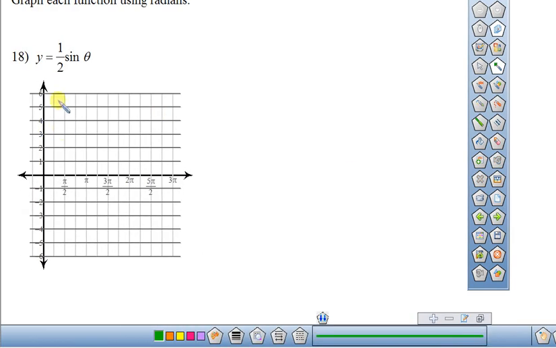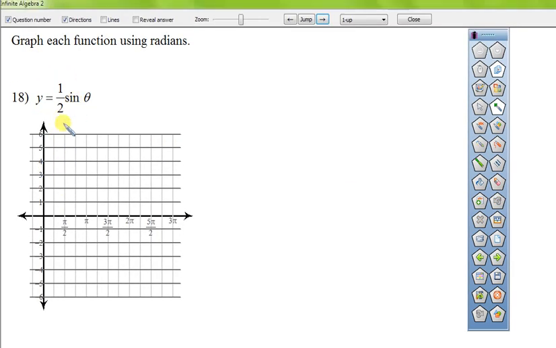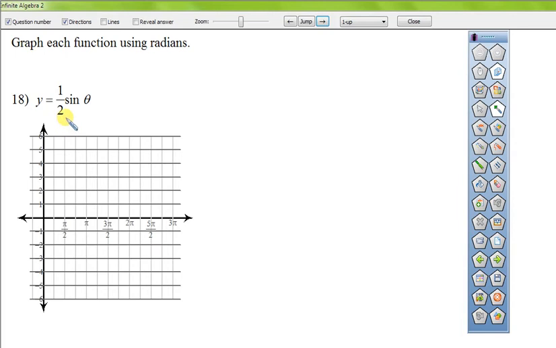This one deals with the amplitude being 1/2, which means that the maximum height of this curve is going to be 1/2 unit above and below the x-axis because there is no vertical shift here. There is no plus or minus number out here. So the sine curve always starts at 0, and then it's going to go up to its maximum height, which is 1/2, back down to 0, and then it's going to hit its minimum point at -1/2, and then back up to 0.